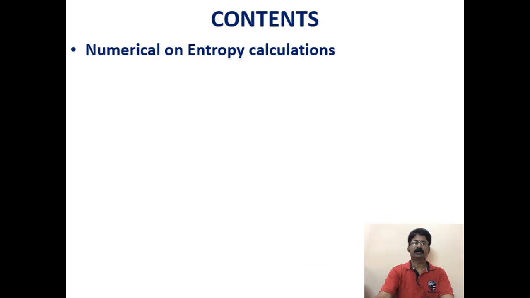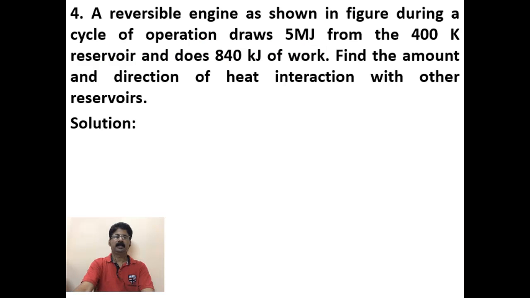So the contents for this topic are numerical on entropy calculations. We will continue from the previous lecture. A reversible engine, as shown in figure, during a cycle of operation draws 5 megajoules from the 400 K reservoir and does 840 kilojoules of work. Find the amount and direction of heat interaction with the other reservoirs.